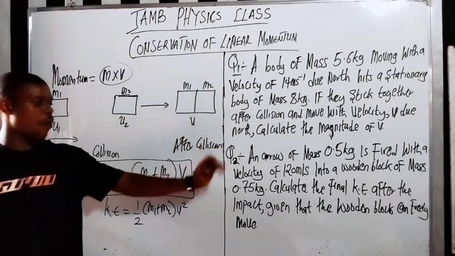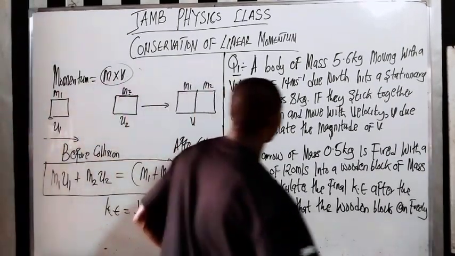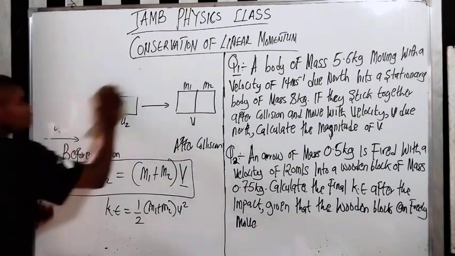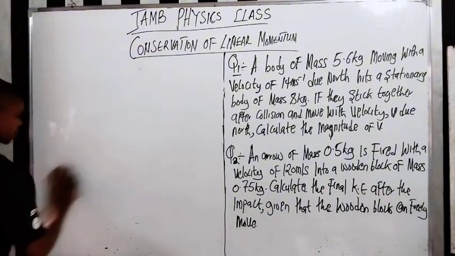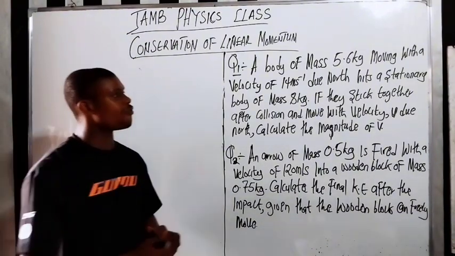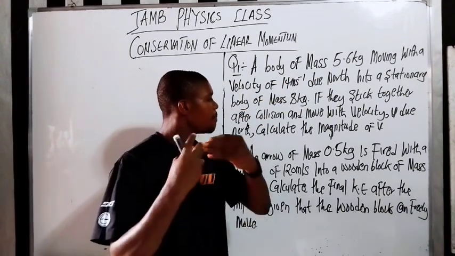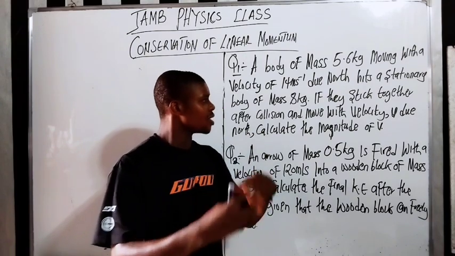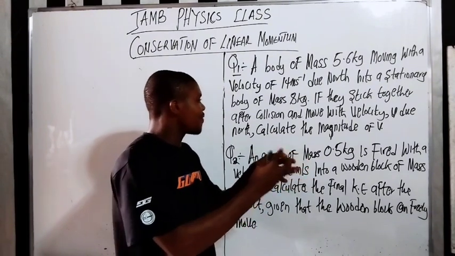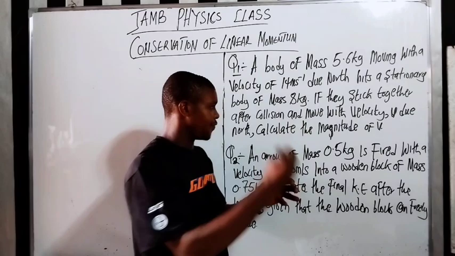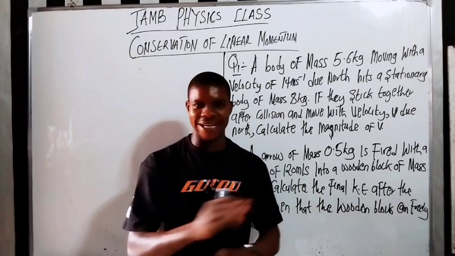Now let's take question 1 or question 2. We will solve about 3 to 4 questions in this video. So let's take question 1. Question 1 says a body of mass 5.6 kg moving with a velocity of 14 meters per second due north hits a stationary body of mass 8 kg. If they stick together after collision and move with velocity v, calculate the magnitude of v. It's very easy. When you see this kind of question in the exam, it's very easy.